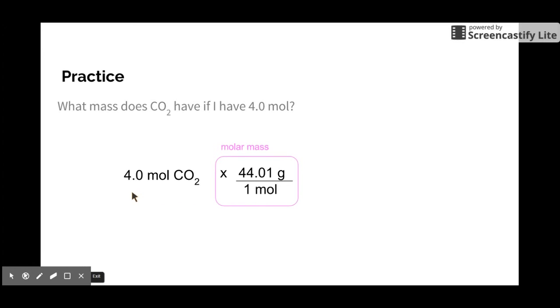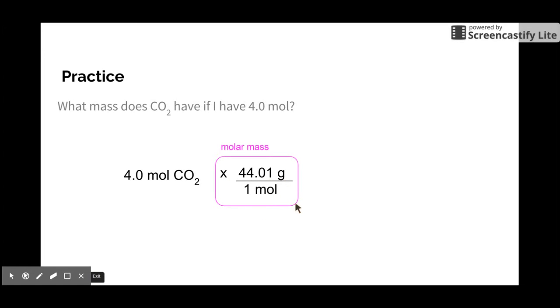I'm going to go ahead and take my 4 moles of carbon dioxide, and I'm going to multiply it by the molar mass of carbon dioxide, what we just found out in the last slide, 44.01 grams per 1 mole. That's the molar mass of carbon dioxide, and that is a conversion factor. That's not necessarily anything directly related to my problem, but it is indirectly going to help me figure out a conversion between 4 moles of carbon dioxide to grams of carbon dioxide, because I know it takes 44 grams per every mole.